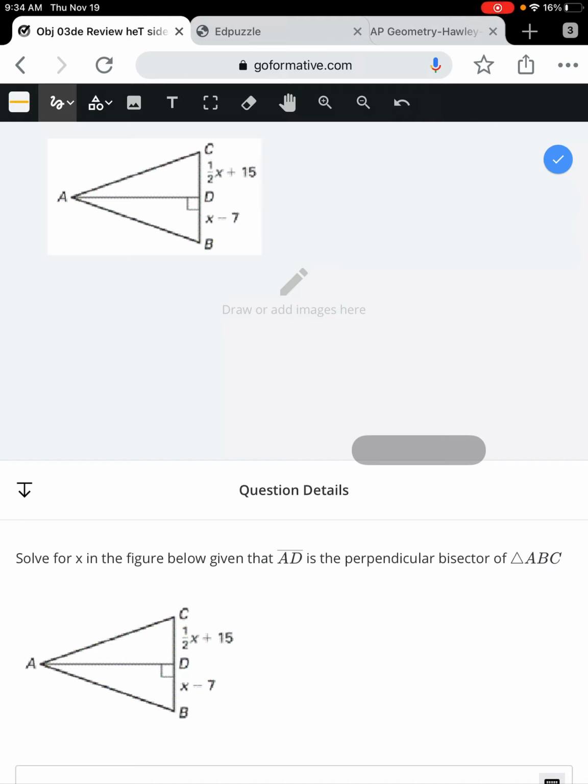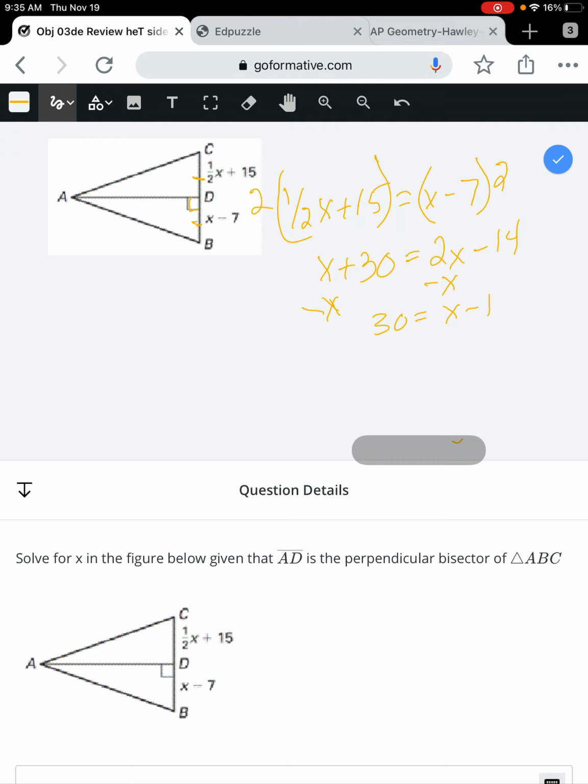All right. Next thing, this is given as a perpendicular bisector. If I know it's a perpendicular bisector, it's perpendicular, and it also bisects. So those two parts are congruent. So 1/2 x plus 15 is equal to x minus 7. If you want to clear your fractions, you can multiply each side by 2. That's going to be x plus 30 is equal to 2x minus 14. 30 is equal to x minus 14. 44 is equal to x. And that's it for that one.